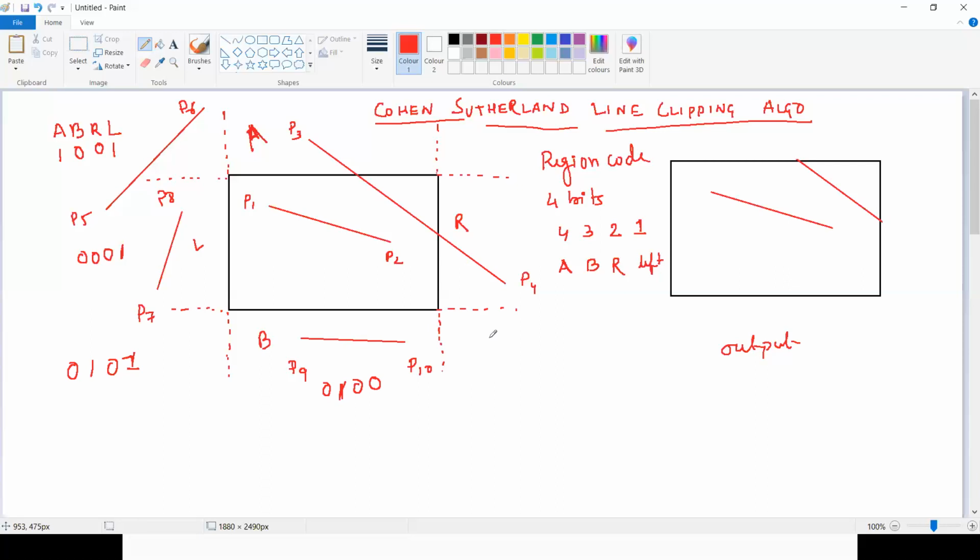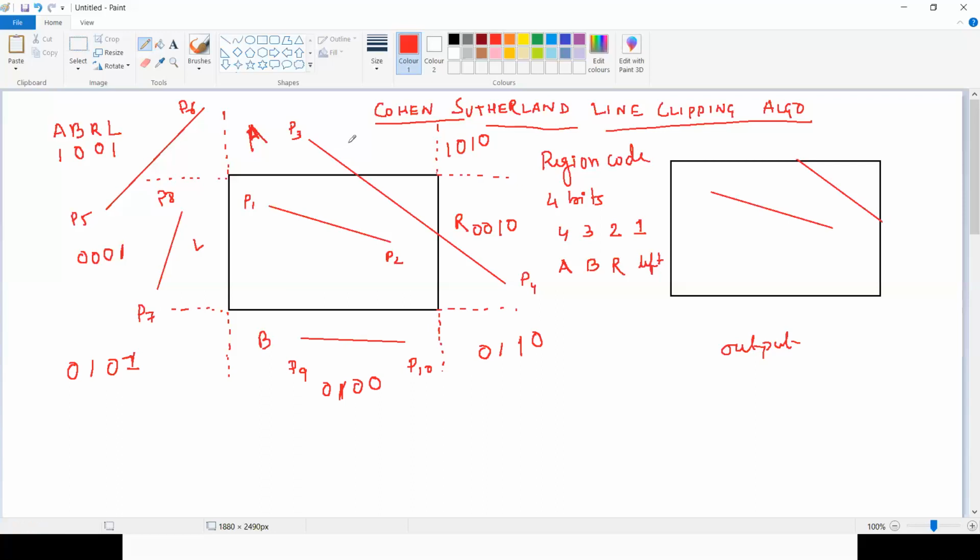Now, for this particular section, what will be the region code? Is it the left side? No, it is not. Is it the right side? Yes, it is the right side. Is it below? Yes, it is below. Is it above? No, it is not above. So 0110 is the region code for this section. Again, for that region, what will be the region code? Is it left? No, it is not left. Is it right? Yes, it is right. Not below, not above. So the region code is 0010. Again, for this particular region, is it left? No, it is not left. Is it right? Fine. Is it below? No, it is not below, but it is above. So it is 1010.